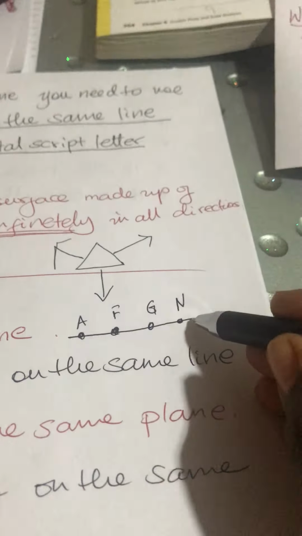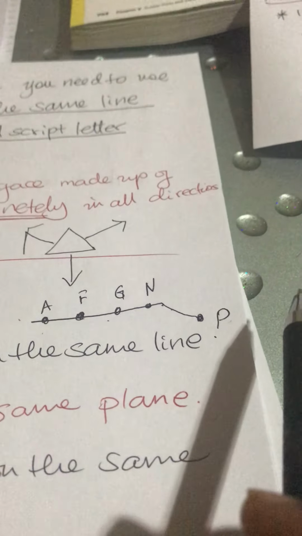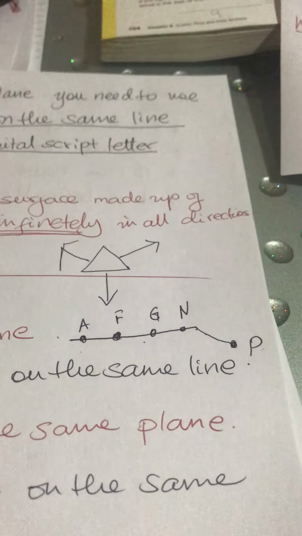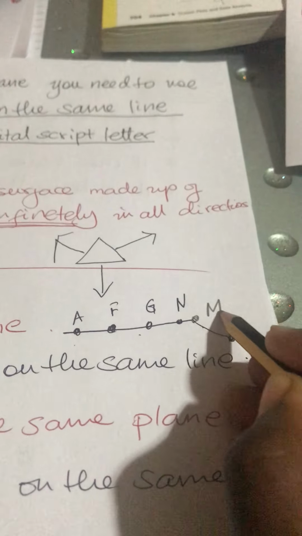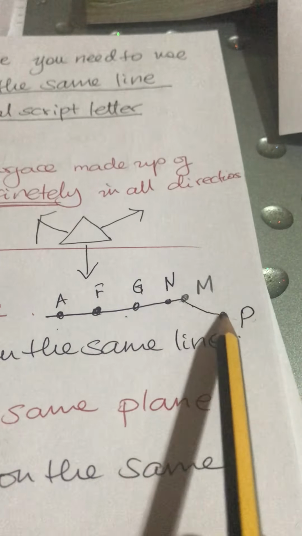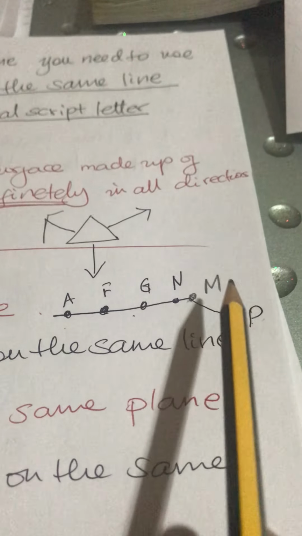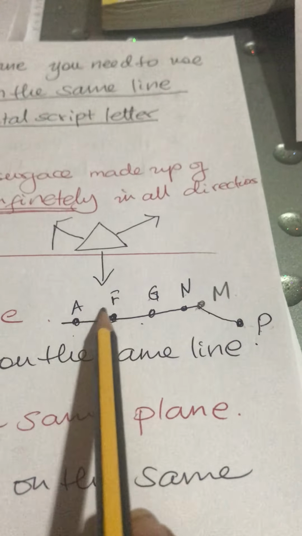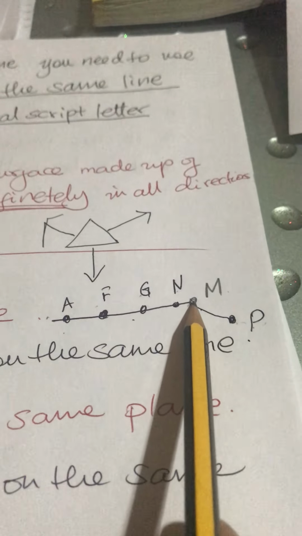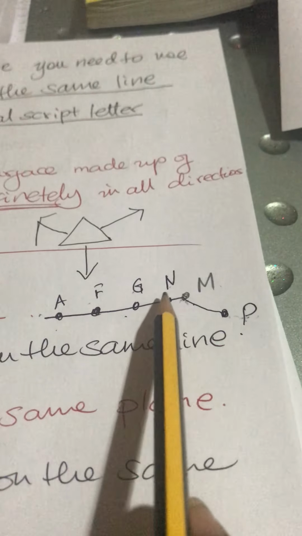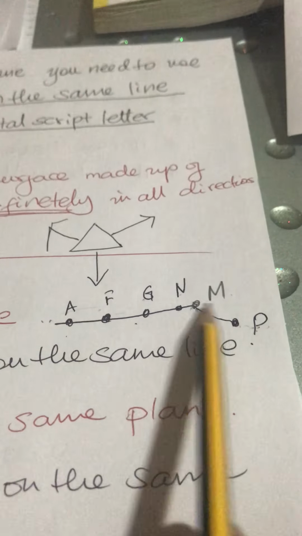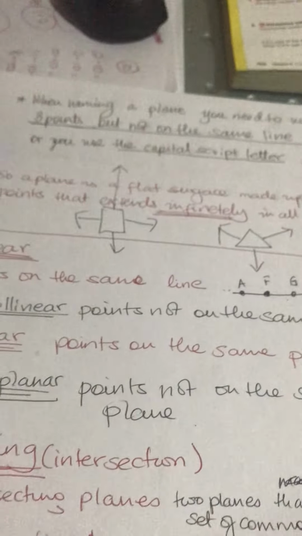Even if I do like this, even if I do like this, no. P is not on the same line with A, F, G, and N. But if I put another point over here and I call it M, now M and P are collinear. So M is collinear to N, G, F, and A, and M is also collinear to P. But P is not collinear to N because they are not on the same straight line. But M and N are on the same line, okay?